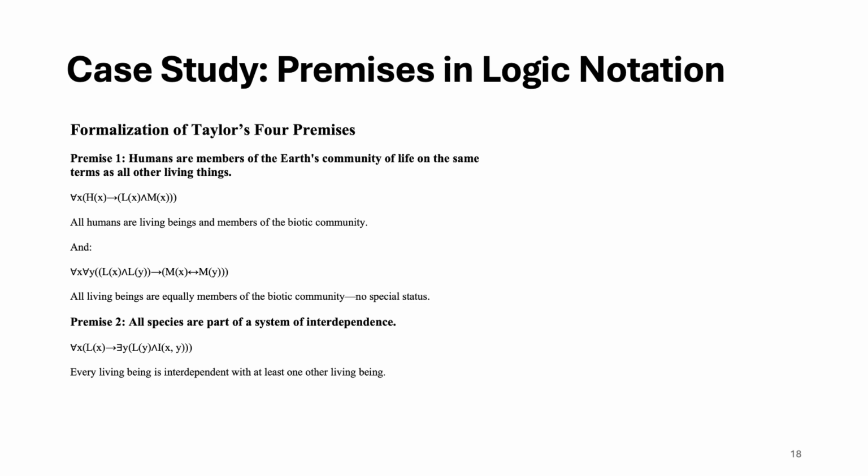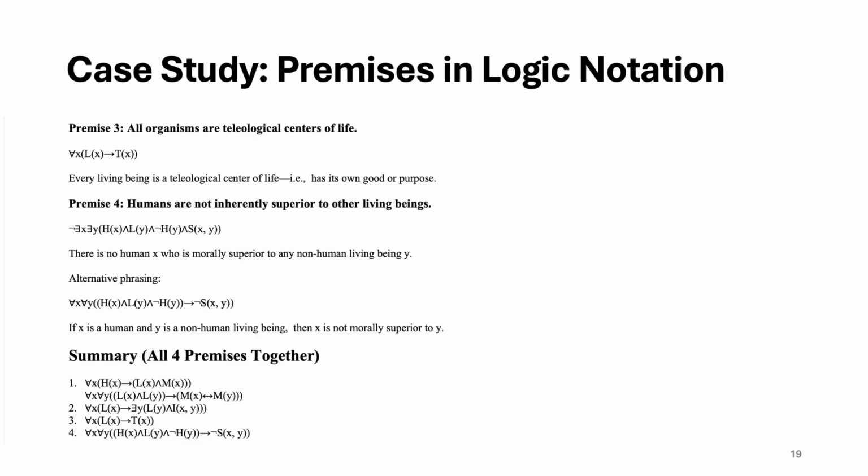Taylor's 4 premises were then recast in formal predicate logic with quantifiers. For example, premise 2 translates as for all X that are living, there exists another Y such that Y is living and X and Y are interdependent. Here are premises 3 and 4 encoded, with a final summary of all 4 formalized premises used for arguments and interlocution.